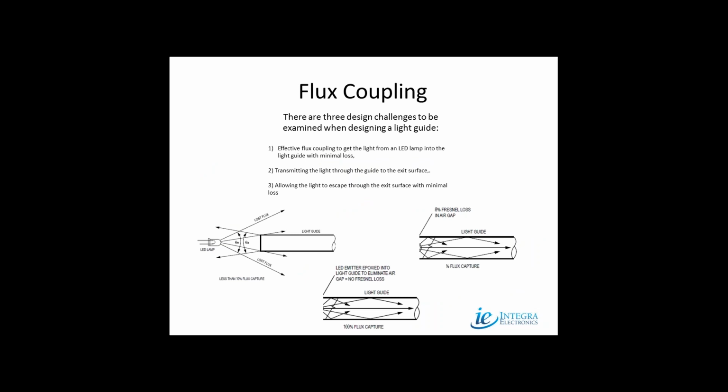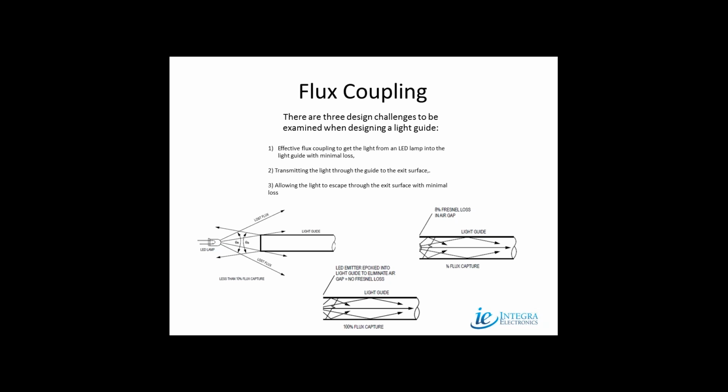There are basically three design challenges to be expected when designing a light pipe. Flux coupling is taking the LED and the light pipe and finding the best method to couple them. In a perfect world, you can epoxy the LED into the light pipe and make it one component, but that's not a really practical approach for most designs. And therefore, the light pipe and LED tend to have to be separate.